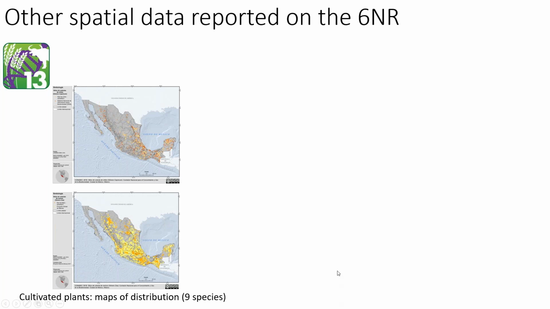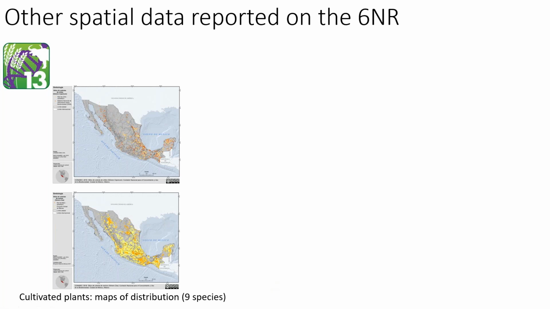There is another example for using spatial data for advising design of public policies. We report this example on Aichi Target 13. And this is an example of how official institutions produce information or knowledge to design policies or decision making. In this case, we are watching two maps of distribution of cultivated plants. The process started with 9 species. We are watching just two species, sea maize and capsicum.